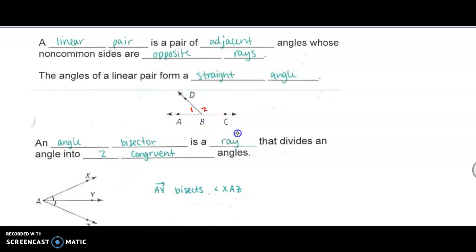An angle bisector is a ray that divides an angle into 2 congruent angles. So here you would say that angle XAY is congruent to angle YAZ. So that's what an angle bisector is. Obviously you would just divide the whole angle into two. And that's it for 1.5.